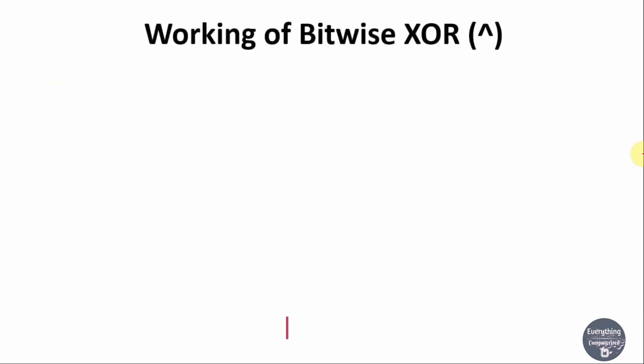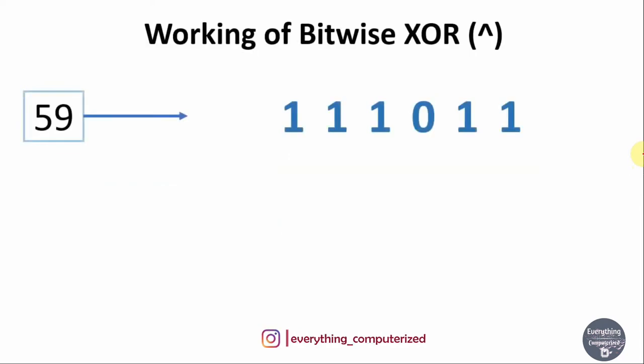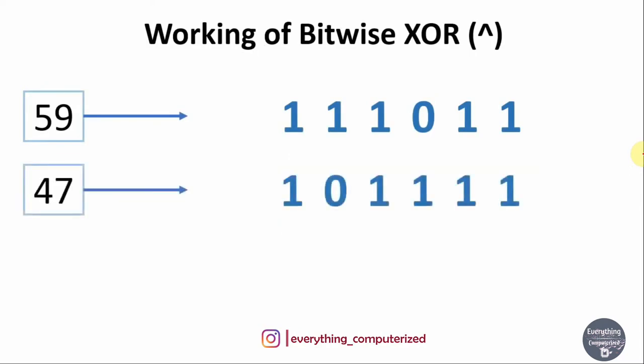Let's now take a look at the bitwise XOR operation. So again the same thing, 59 and 47 are converted into their binary equivalents, and now each of the corresponding bits of both the numbers, or you can say the binary numbers, are performed by XOR operator.